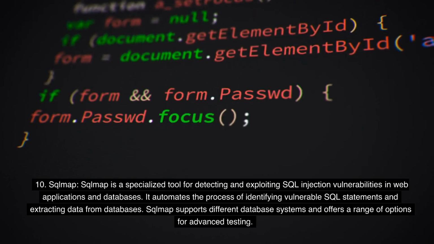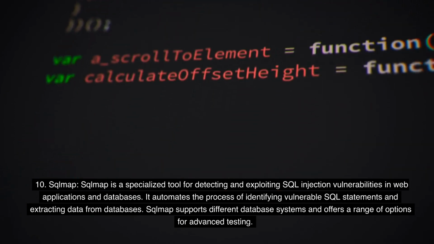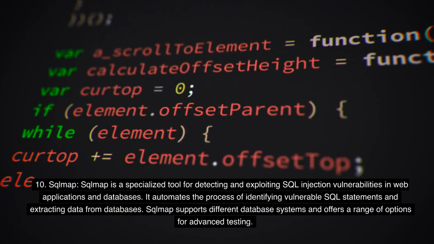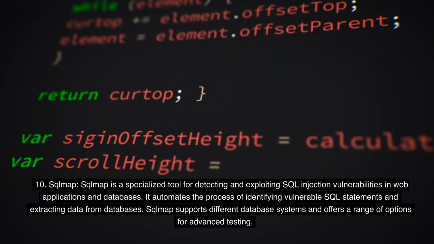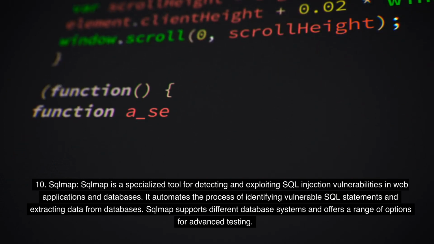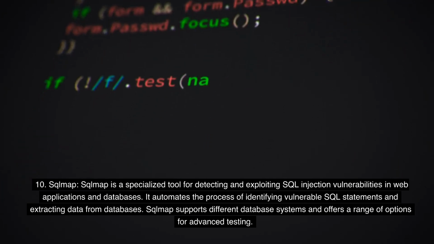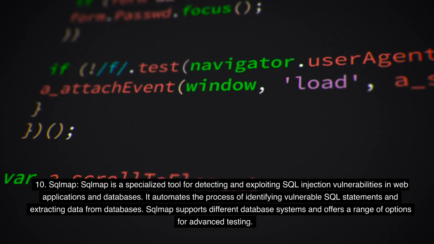10. SQLMap. SQLMap is a specialized tool for detecting and exploiting SQL injection vulnerabilities in web applications and databases. It automates the process of identifying vulnerable SQL statements and extracting data from databases. SQLMap supports different database systems and offers a range of options for advanced testing.